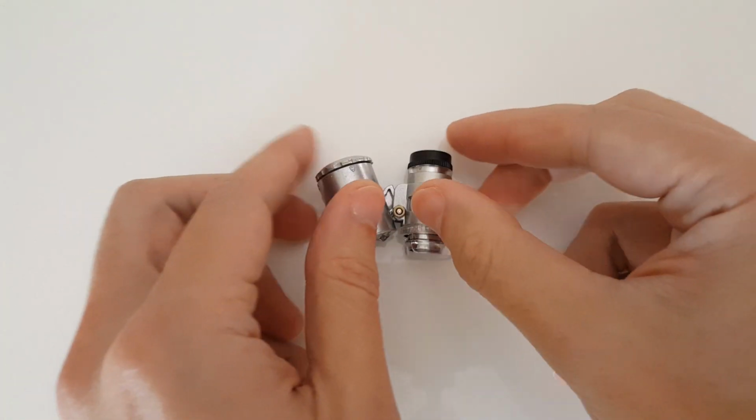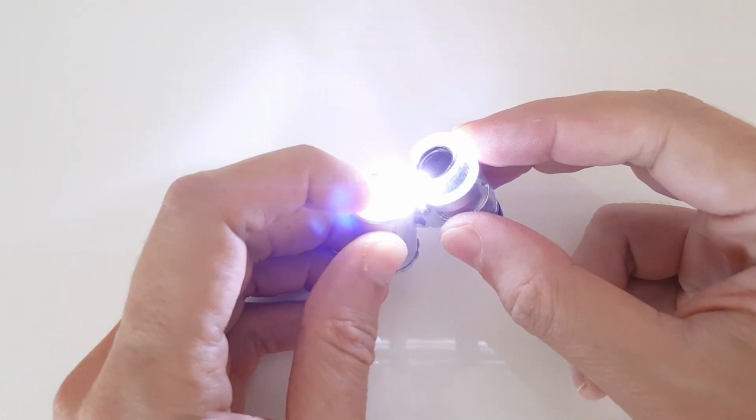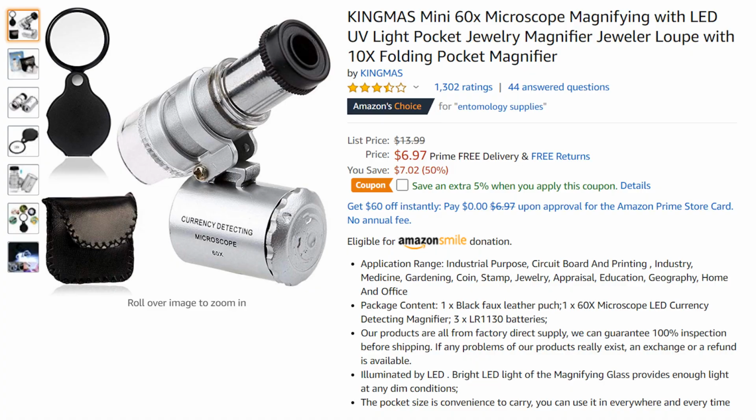Also very cheap is this microscope that I mostly use to read the part numbers of small components. It's simple and might not look like a big deal, but it's definitely very useful and easier to use than a big microscope.